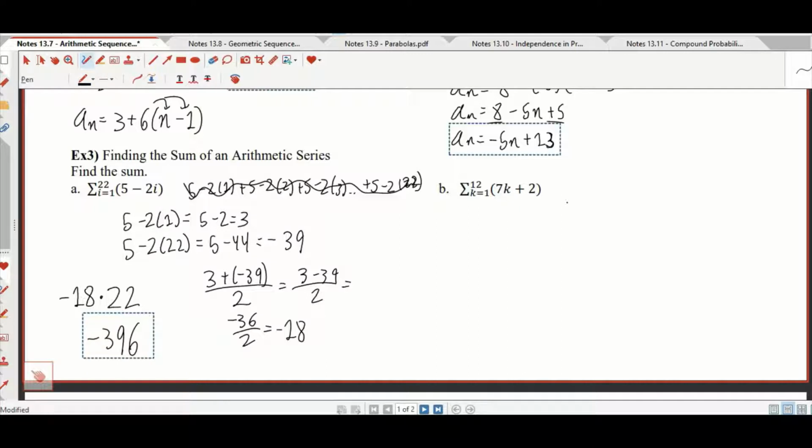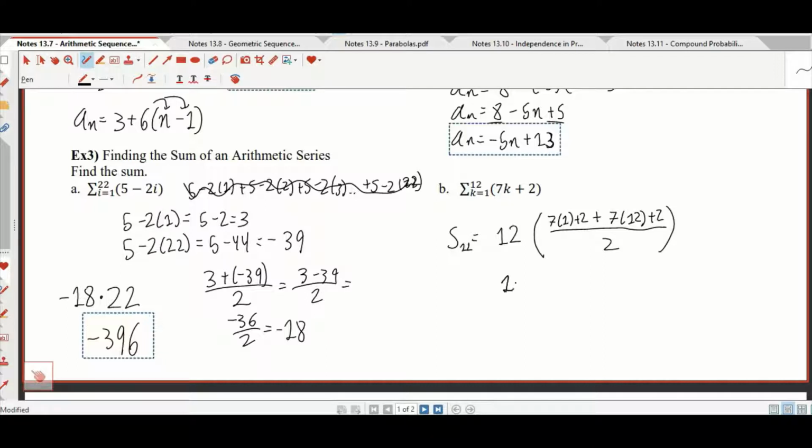Same story here. From k is 1 up to 12, we're going to take the number of terms, 12, the sum that we want. I guess we should say sum sub 12 is 12 times the first term, 7 times 1 plus 2, plus the last term, which is 7 times 12 plus 2, all divided by 2.